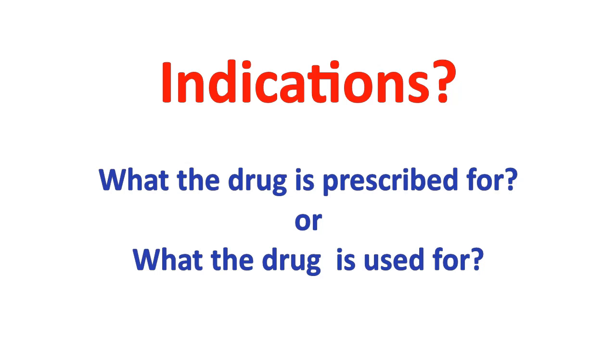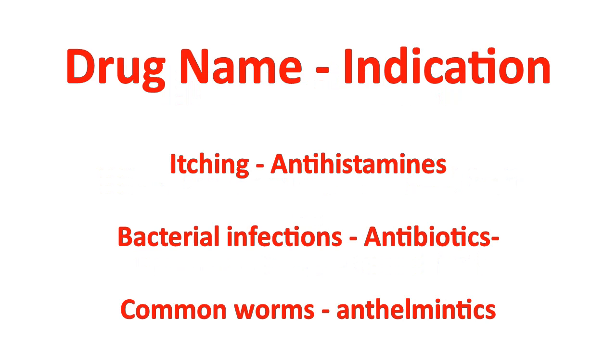Our fifth important aspect of a drug is its indications, meaning in what conditions this drug is usually prescribed, or the medical situations in which this drug can be given. Examples for indications will be in allergy situations like itching or other skin conditions, antihistamines are given. Likewise, for bacterial infections, various antibiotics are there which are indicated for their treatment. Likewise, if we have worms in our stomach, then for that anthelmintic medications are prescribed or indicated.